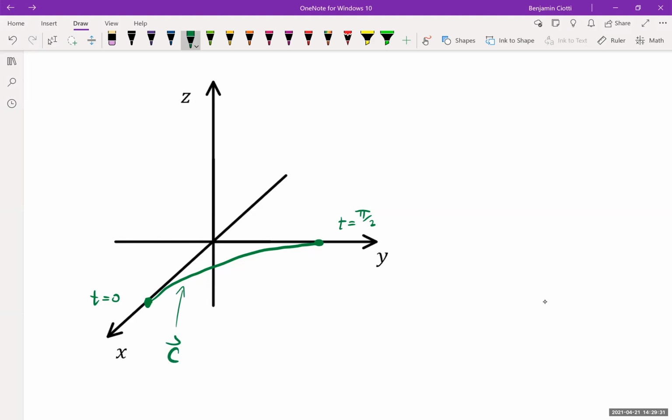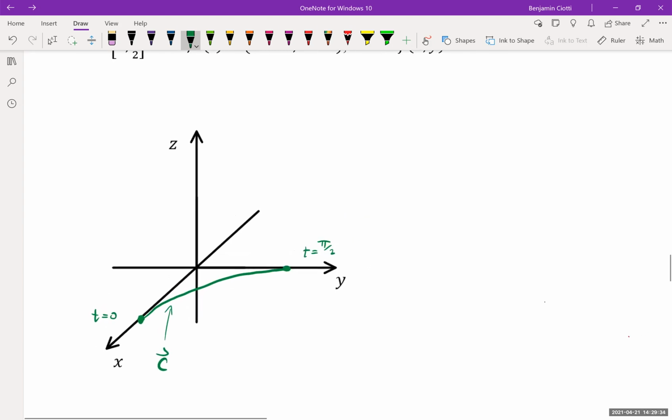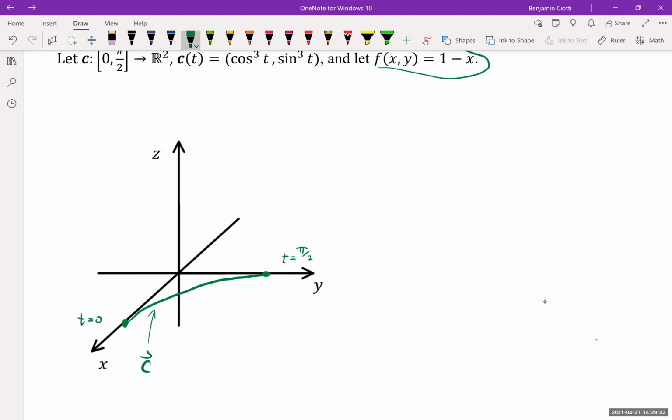What about the function? So I'm going to try to draw the function as living on top of that path or that curve. The function was 1 minus x. So for example, at the point 1, 0, f is also 0. At the point 0, 1, f is 1 minus 0, which is 1. And in between them, it smoothly goes up like that.